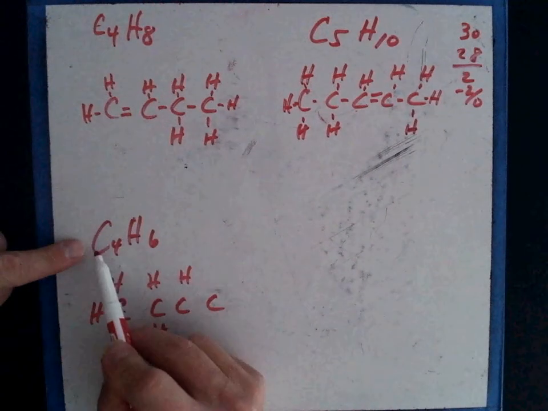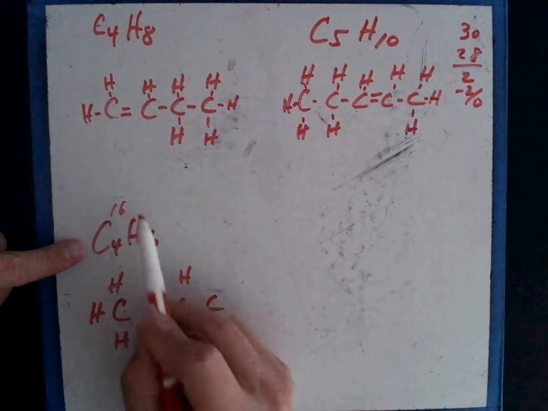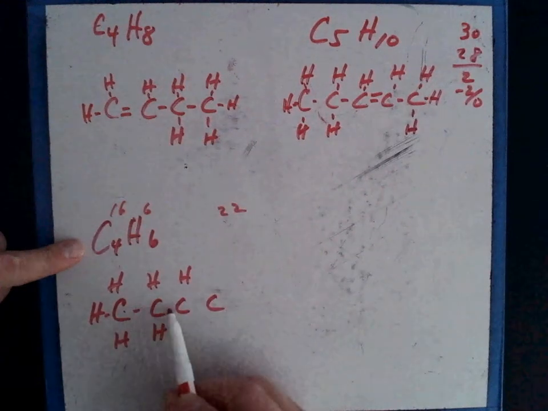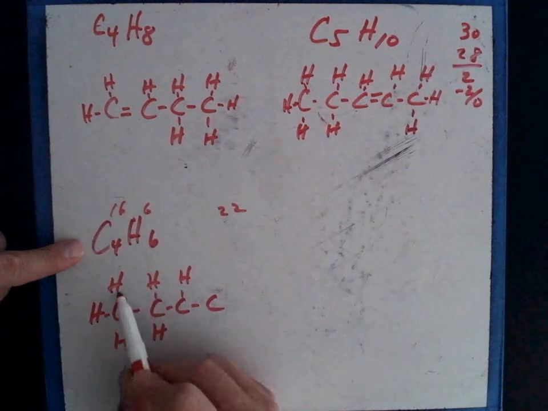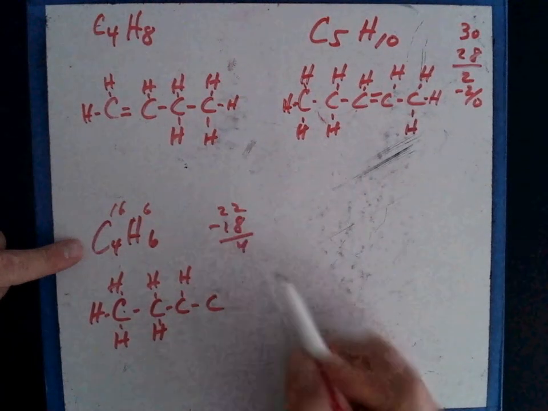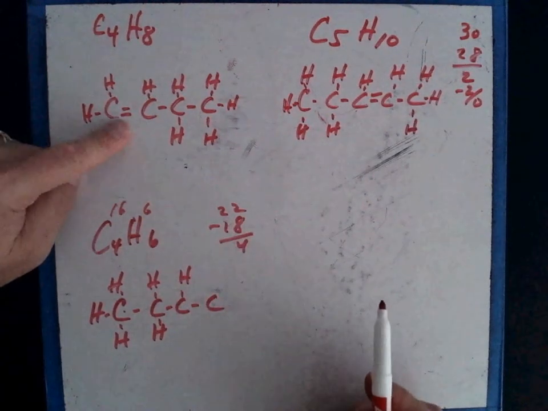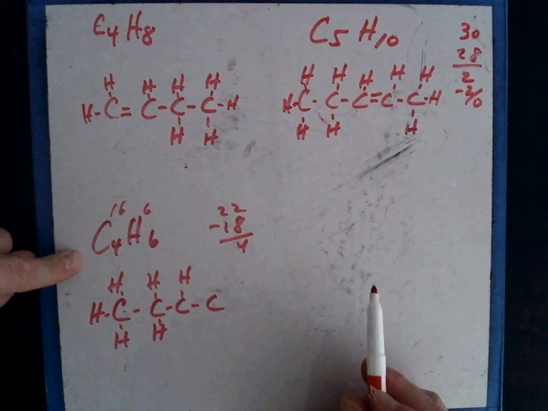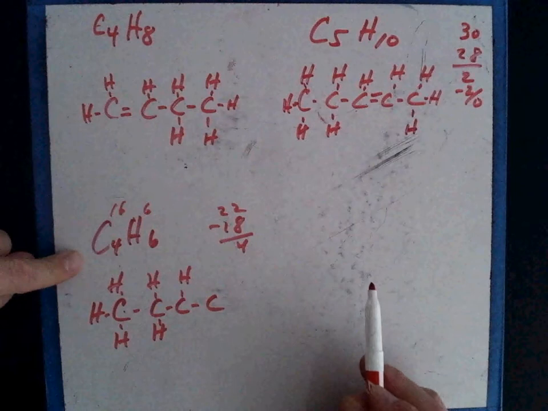All right, so let's do our math. Each carbon has 4 valence, times 4 is 16, and each hydrogen is 1. 16 and 6 is 22. 2, 4, 6, 8, 10, 12, 14, 16, 18. 22 minus 18 is 4. So if 2 leftovers was a double bond, then 4 leftovers is going to be a triple bond. Listen very carefully to what I'm about to say.